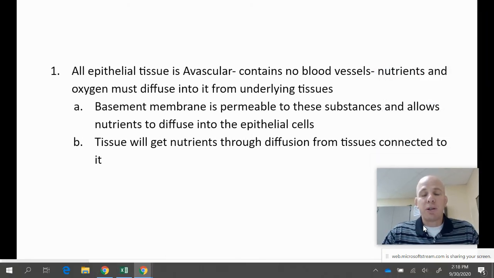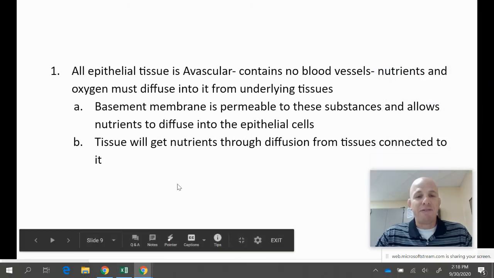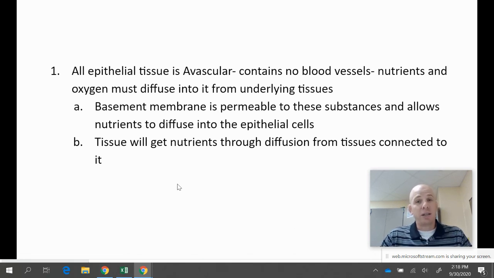Now, all epithelial tissues, we say they are avascular. What the heck does avascular mean? That means they have no vasculation. What is vasculation? That means they have no blood vessels. So epithelial tissues technically have no blood supply. But what happens? They get their nutrients by diffusion. So nutrients are able to diffuse through the basement membrane from the tissues underneath.